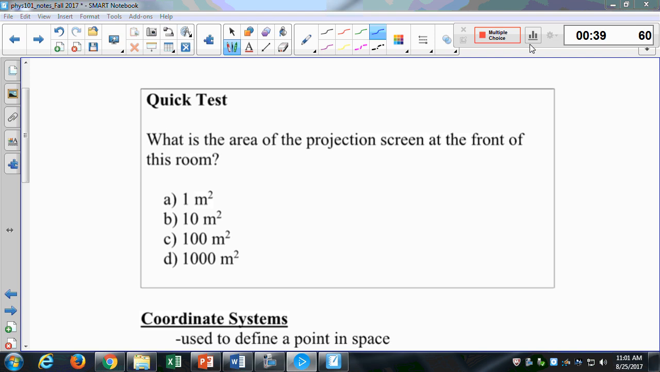All right, many of you have the right answer. A few of you don't. Some of you think it's 1,000 square meters. Not 1,000 square meters. That would be like, what, 30 by 30 meters.